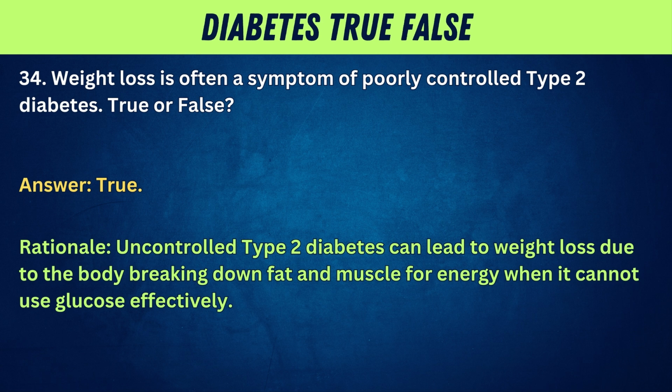34. Weight loss is often a symptom of poorly controlled type 2 diabetes. True or false? Answer: true. Rationale: uncontrolled type 2 diabetes can lead to weight loss due to the body breaking down fat and muscle for energy when it cannot use glucose effectively.